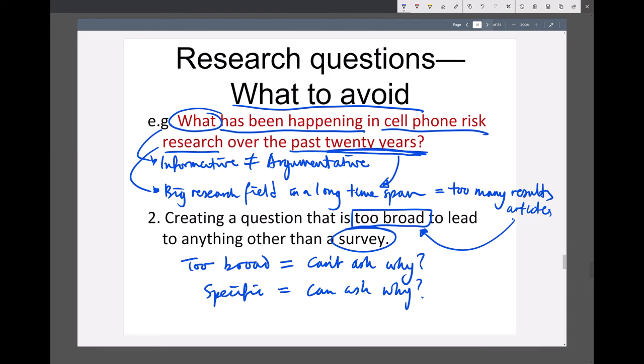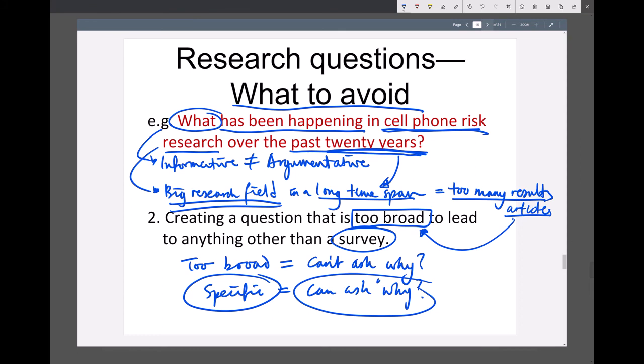Here, not only is it a long time span, but also it's a big research field about cell phone risk research. You have too many results and too many articles. So remember, specific questions, then you can ask why. Not specific enough, then you cannot ask why.